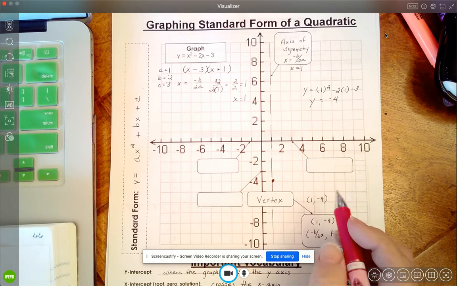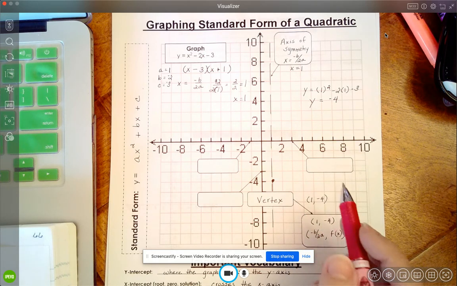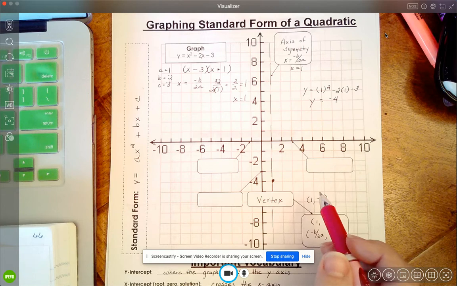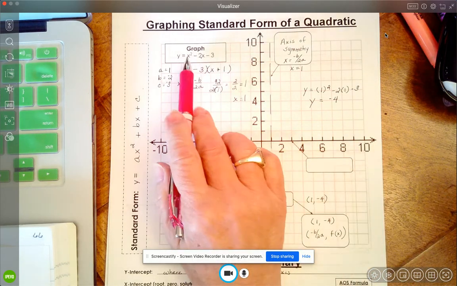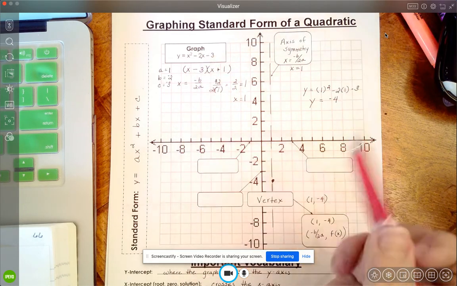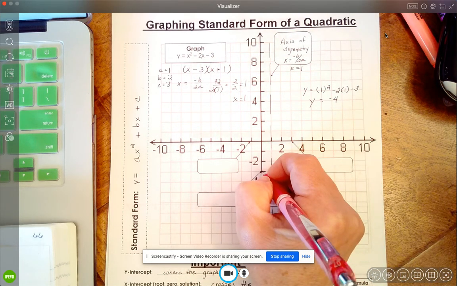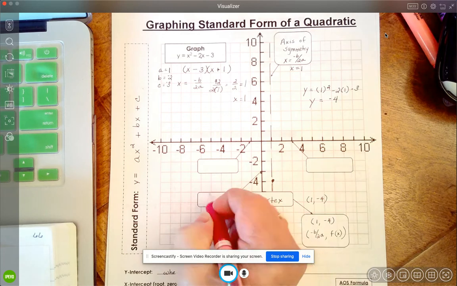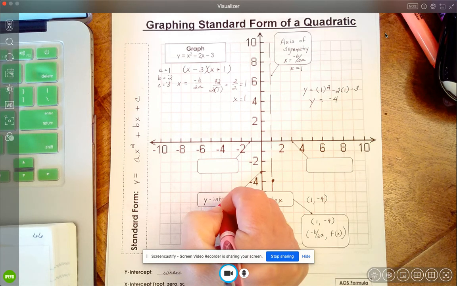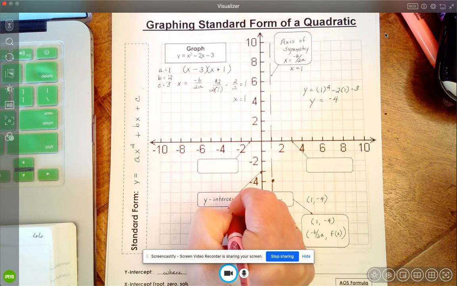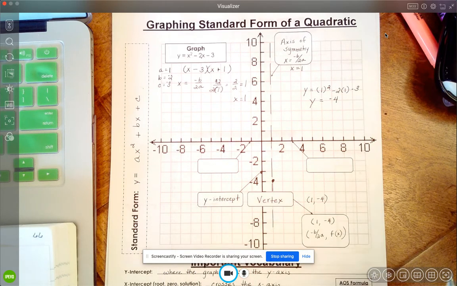Now, I can put in x values here. If I put in 0, my y-intercept is at negative 3. So here's my y-intercept.